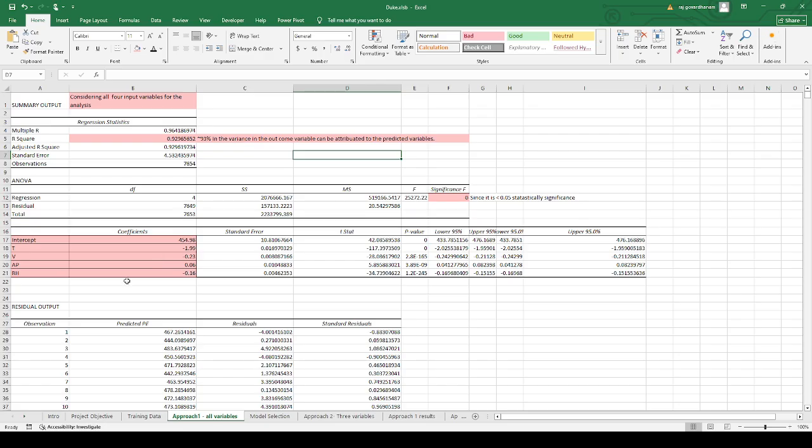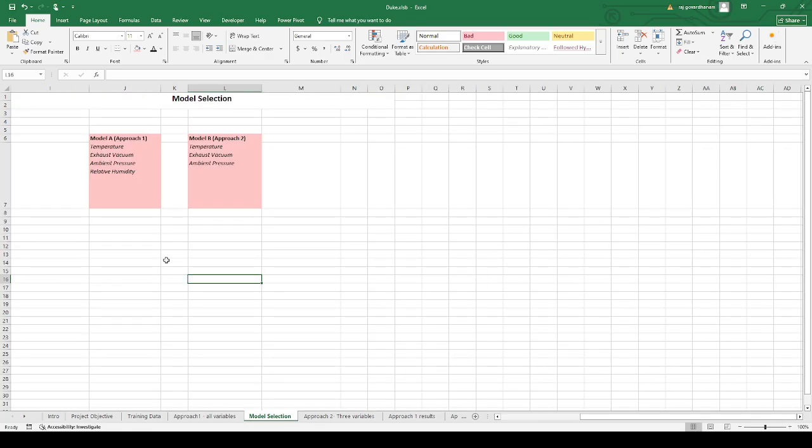Relative humidity had the smallest coefficient among the variables, indicating low influence on the prediction of the energy output. For this reason, I'm excluding RH, relative humidity, for approach 2. In my model selection, I'm considering all four features or variables for approach 1, and I'm excluding relative humidity, RH, for approach 2.